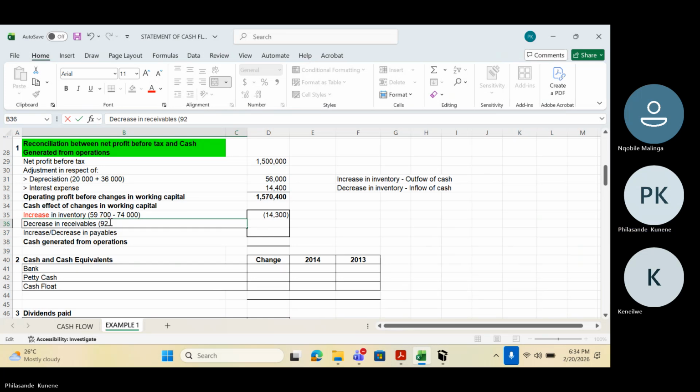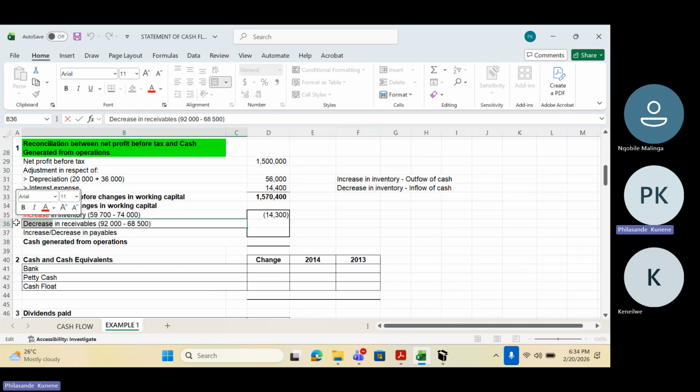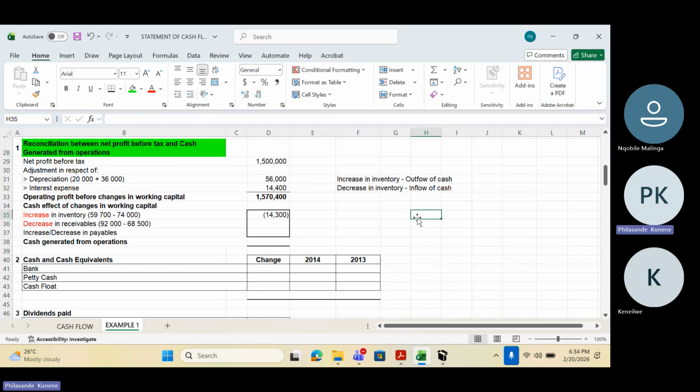It moved from 92,000 to 68,500, okay? There was a decrease. So if there was a decrease in receivables, is that an inflow or an outflow?